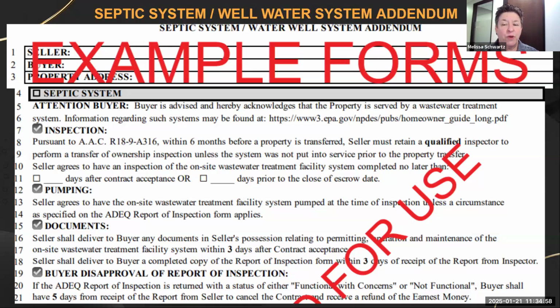6 months before a property is transferred, seller must retain a qualified inspector to perform the transfer inspection, which also includes cleaning it out. Pumping, agrees to have the on-site waste water treatment facility system pumped at the time of inspection unless a circumstance specified on the ADEQ report of inspection form applies. Seller has to deliver to buyer any documents about that within 3 days of contract acceptance, and then the copy of the inspection report within 3 days of receipt of the report. I think this is all pretty similar to ours.